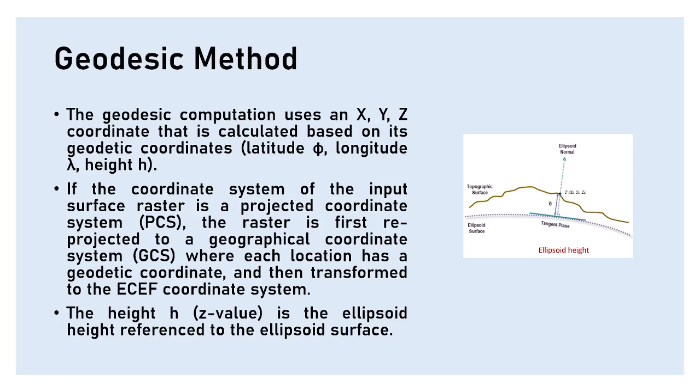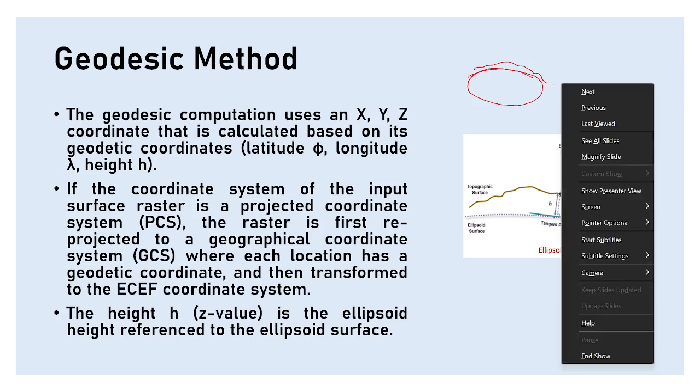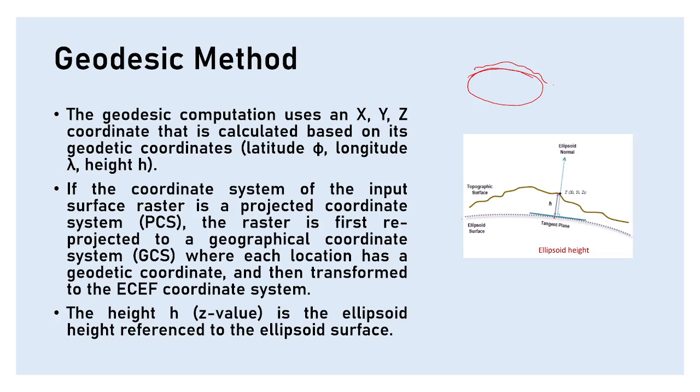The height, which is basically the z value, is the ellipsoid height, referenced to the ellipsoid surface. So this is the ellipsoid surface, like basically a realistic surface, and this is the elevation that you're showing here. So from the ellipsoid surface to that topographic surface, however much distance there is, that is given as h or the z value.